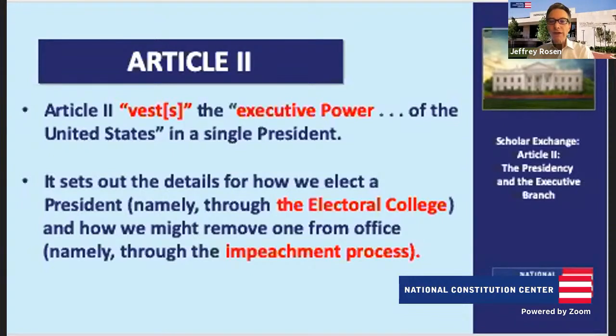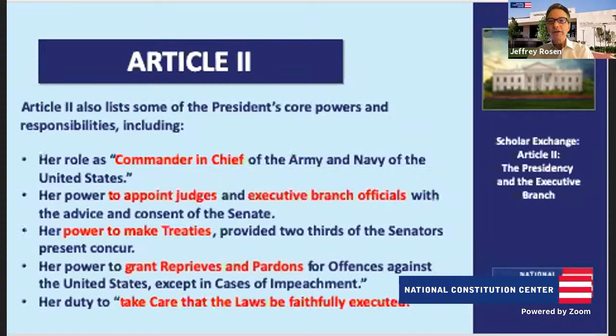Well, Article 2 sets out the president's role as commander in chief of the Army and Navy of the United States, the ability to appoint judges and executive branch officials with the advice and consent of the Senate, the ability to make treaties, but only if two-thirds of the senators present concur, the ability to grant reprieves and pardons for offenses against the United States, except in cases of impeachment.